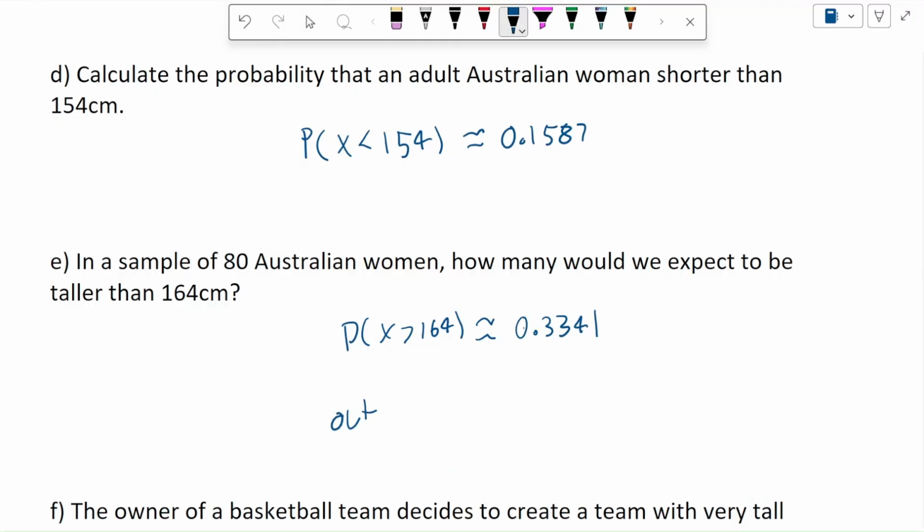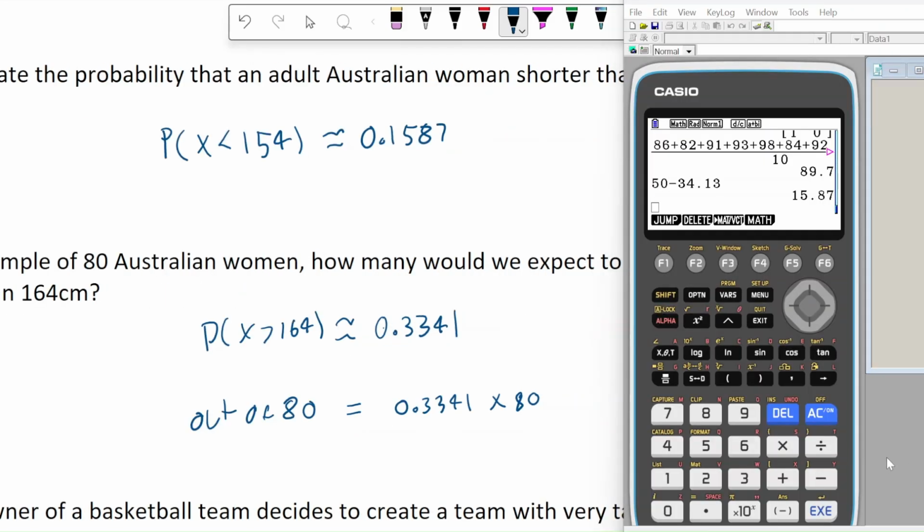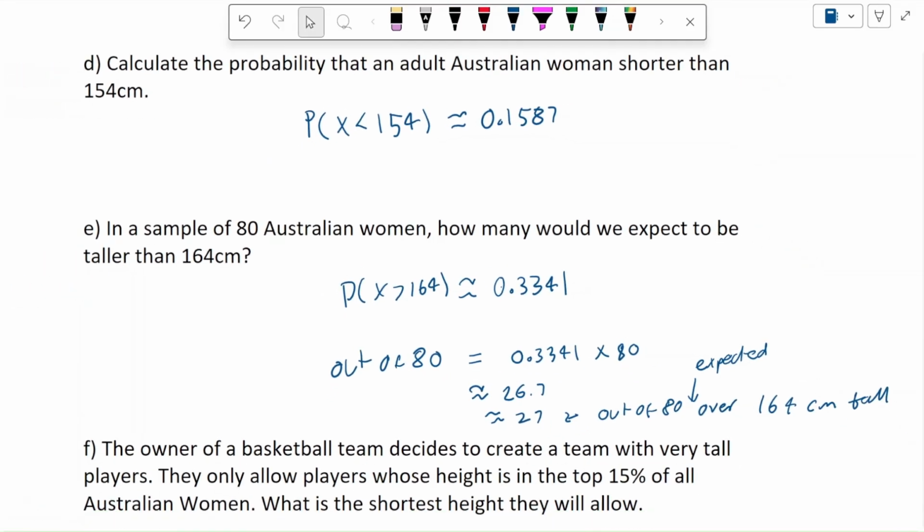So out of 80 is 0.3341 times 80. That's how you work that out. We just do that by typing it into the calculator. Try and get as many decimal places as you can. So it's about 26.7. Because it's people, we'll give it as a whole number. So 27 out of 80 are expected to be over 164 centimeters tall. Okay, so that's how we answer that question there.